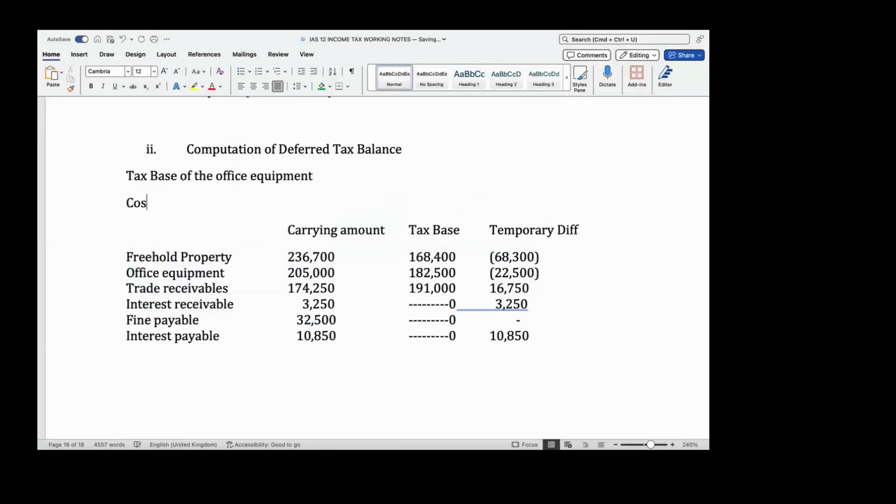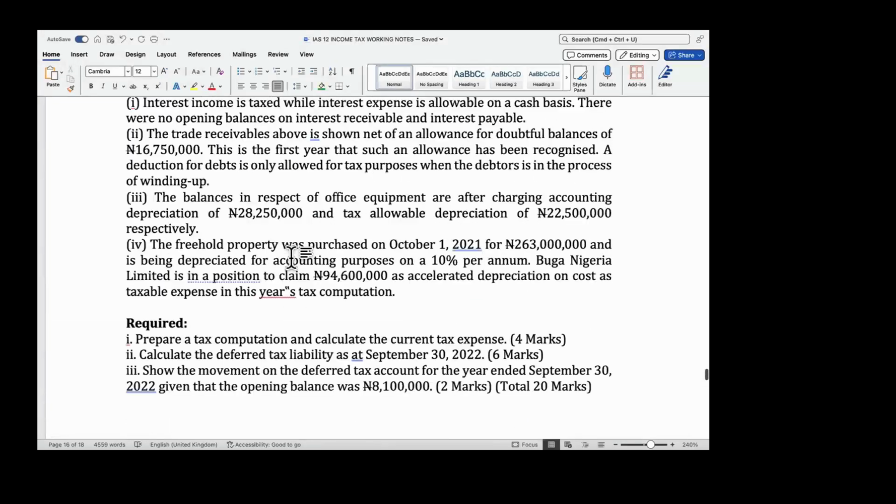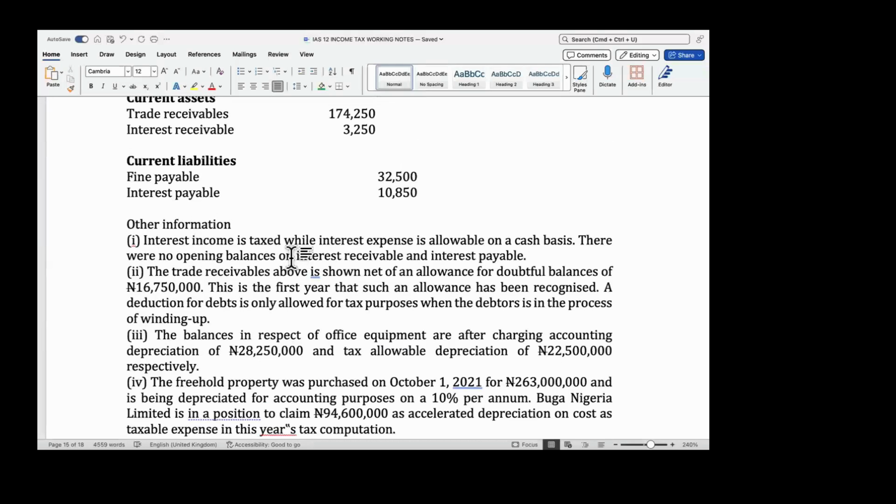Sir, but when you check the solution, that's what they did. What you did now, that's what they did. And also for that fine payable, they deducted it as a taxable element. So I was somehow confused. That's what I'm saying. You have been very technical before, and you now spoil it with the solution. Their solution is not always 100% correct.